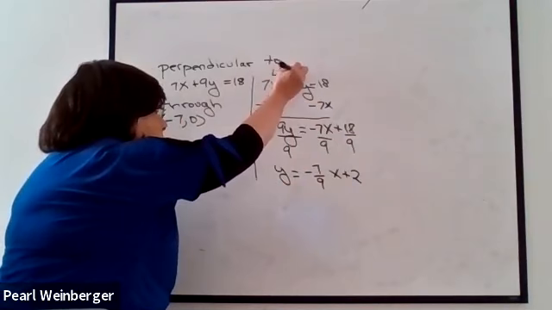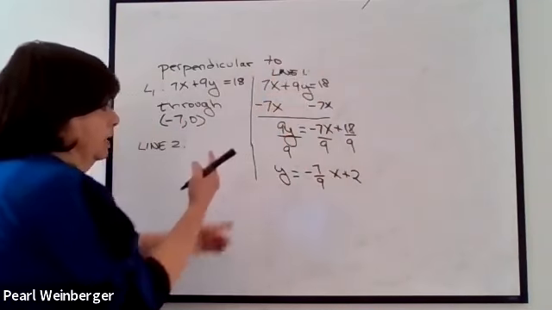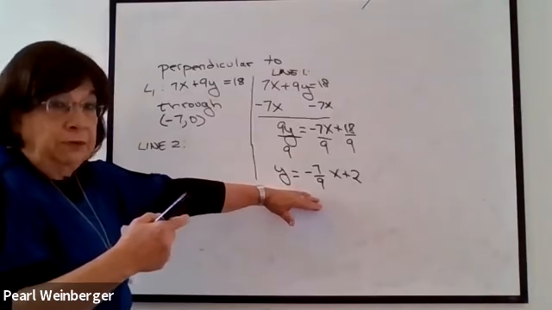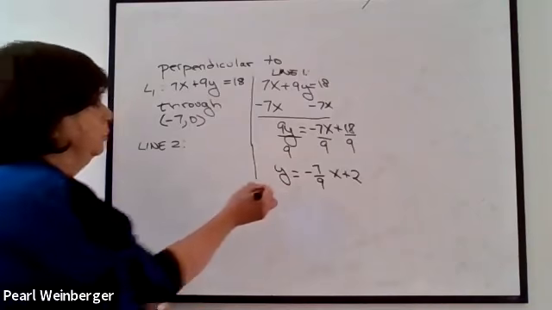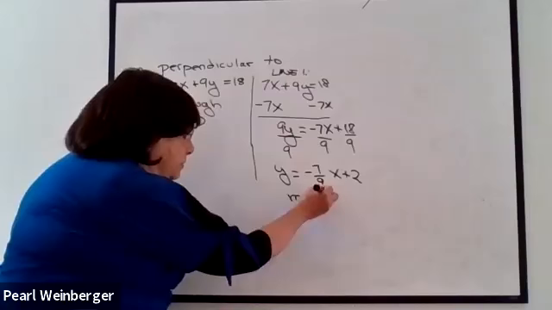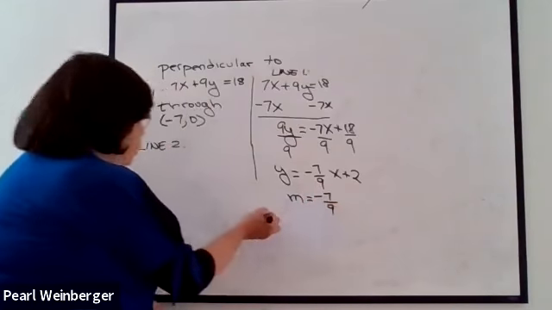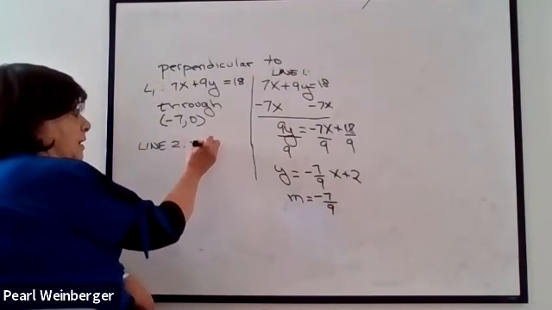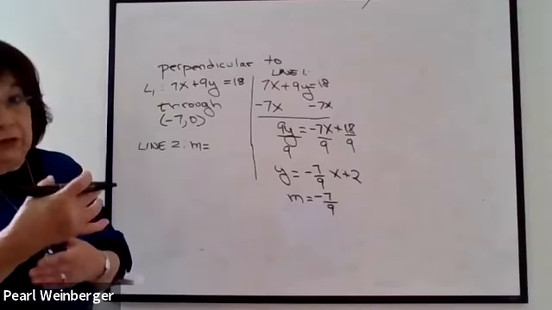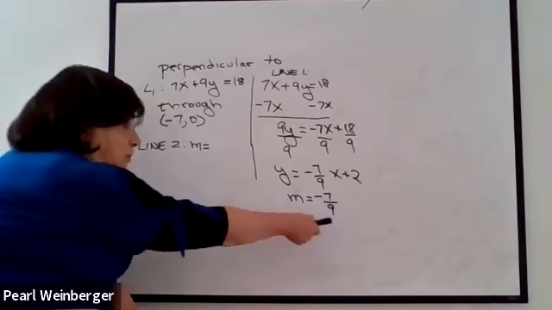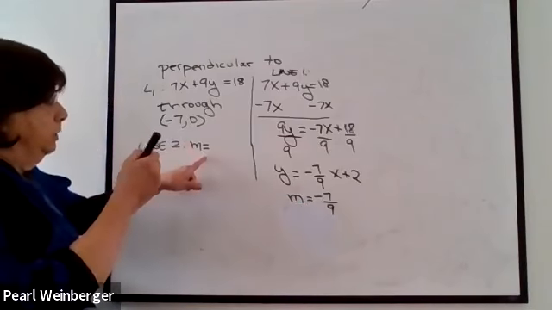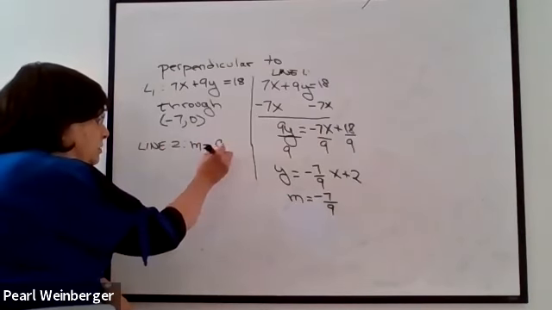This is my original line. This is not the line that we're looking for the equation of. We're just looking to put this in the y equals mx plus b form so we can find its slope. The slope of this line is negative 7 over 9, which means the slope of line 2 has to be the opposite reciprocal. It has to be this number flipped over with the opposite sign. This is negative. My answer is going to be positive 9 over 7.